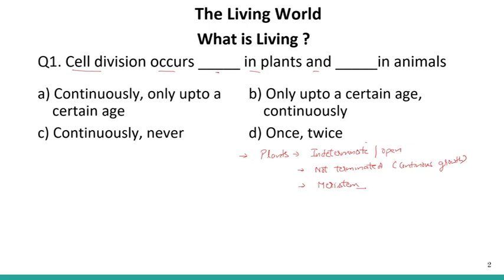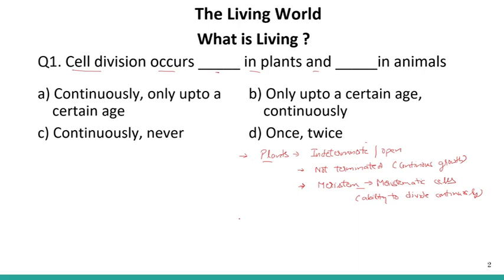Okay, these meristem contains meristematic cells which are unspecialized, and they have the ability to divide continuously. They can divide continuously. Okay, so this was about plants.